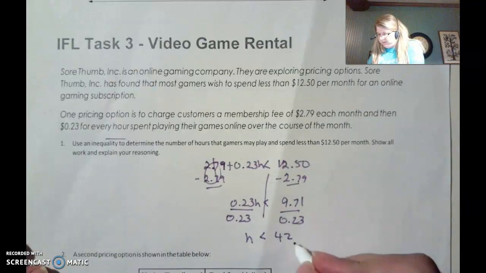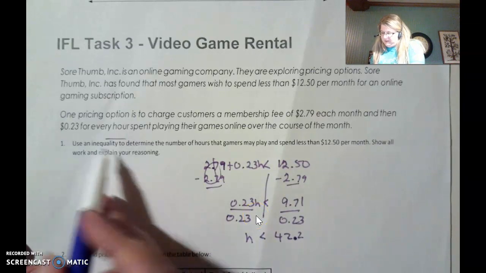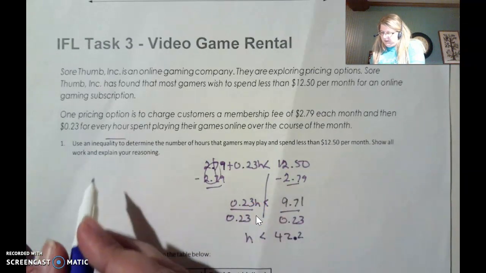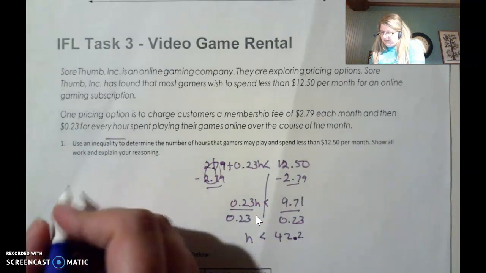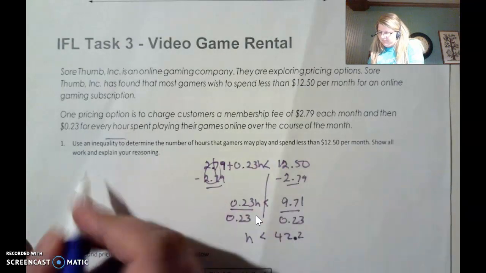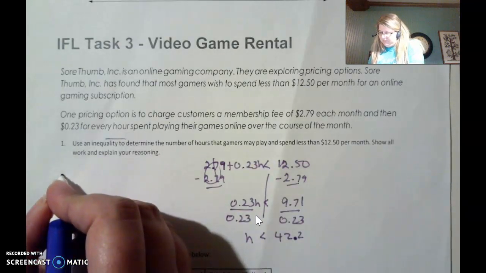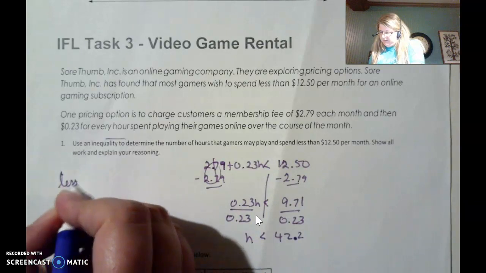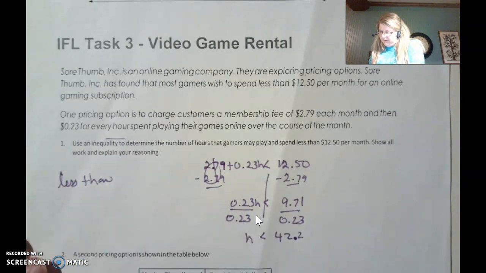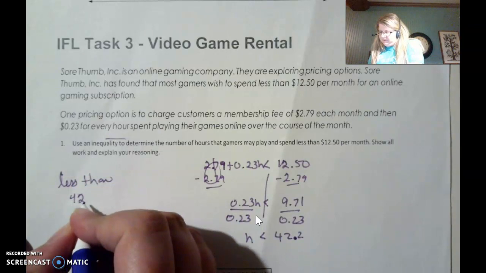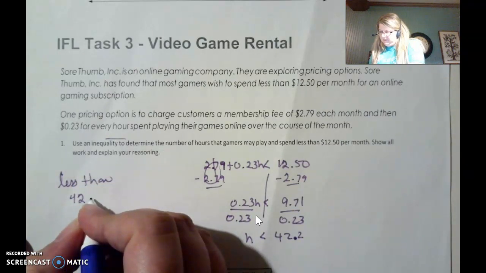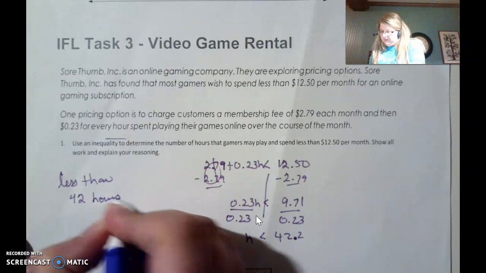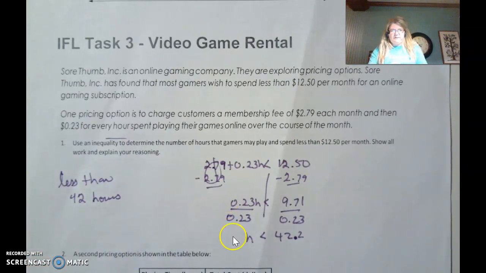42.2. So if we're talking in whole numbers, we could just say determine the hours less than 42 hours to stay in budget.